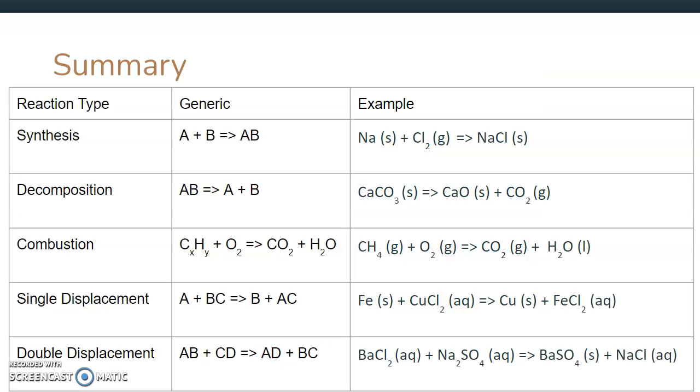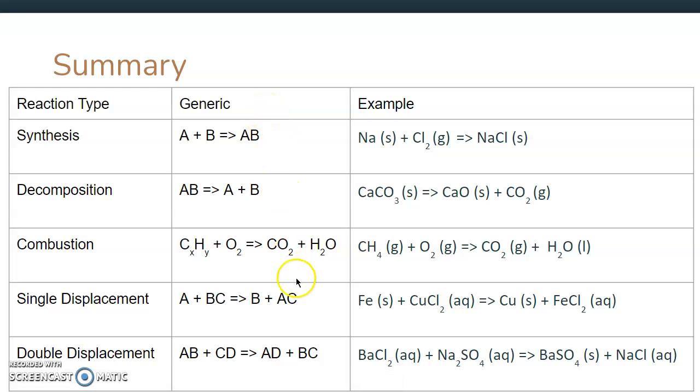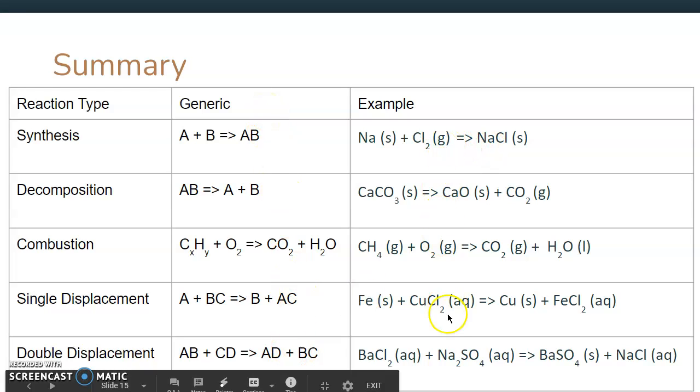And then finally, I have made a table over everything that we just worked through. Our reaction types: we have synthesis, decomposition, combustion, single displacement, and double displacement. And then we have our generic forms of each one and an example for each.